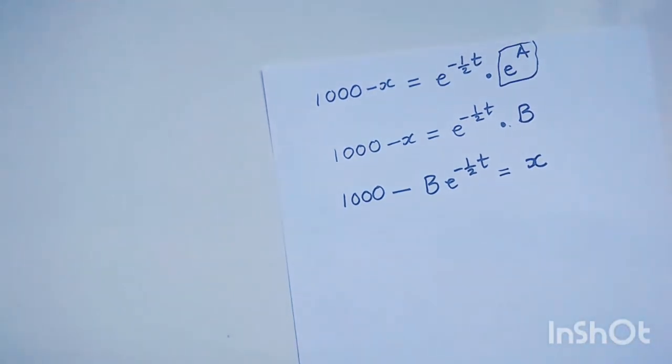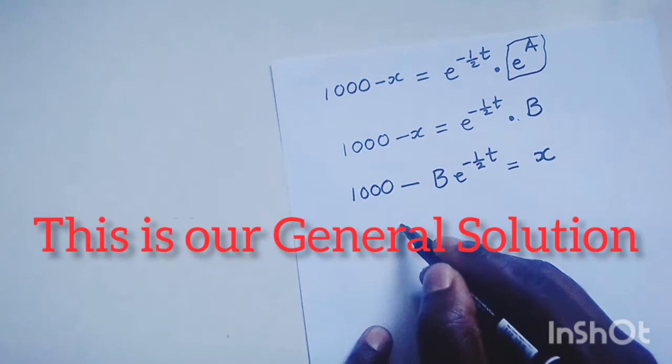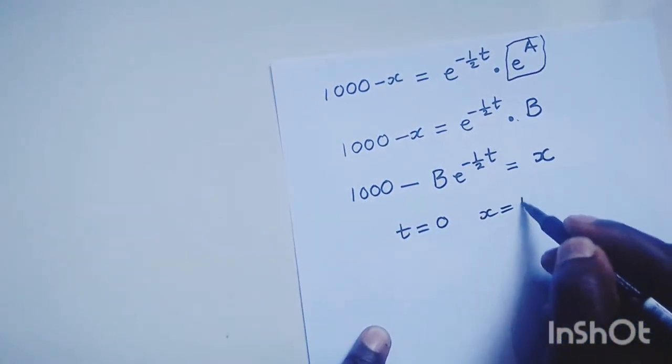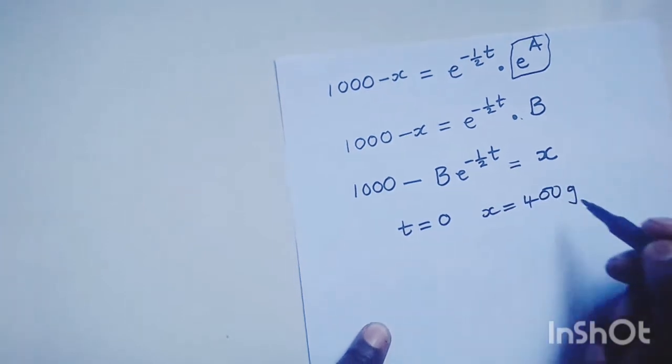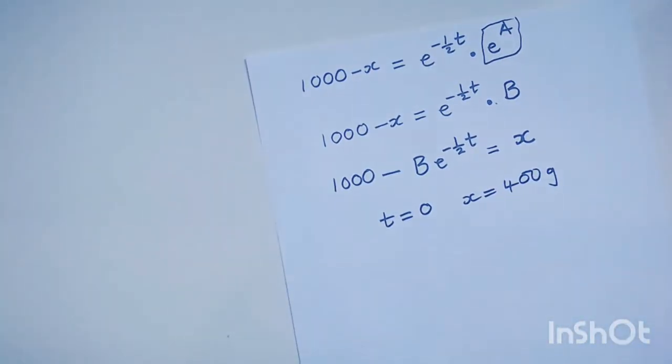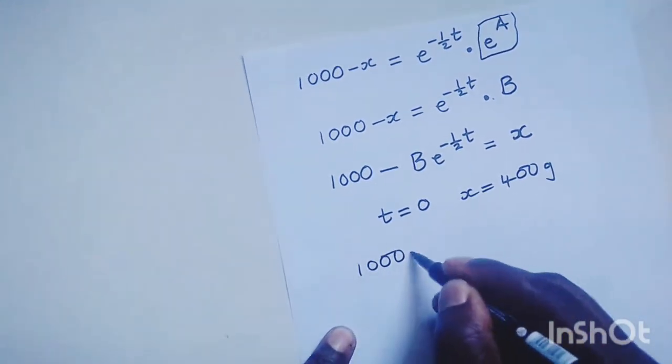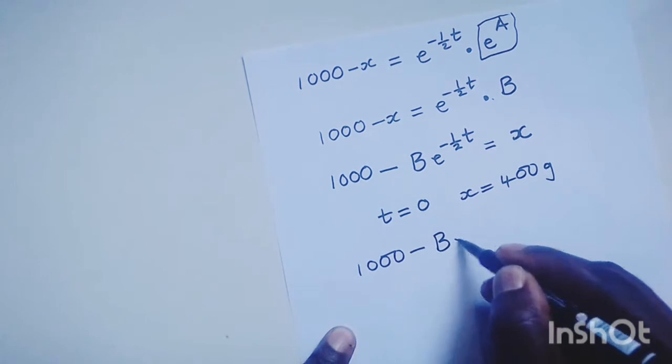So this is what you call a general solution, right? But we need a particular solution. That's why the question gave you a condition that t is equal to 0 when x is equal to 400 grams, right? So this condition will help you to find the constant b. So we have to substitute 0 for t and 400 for x so that we can calculate the constant b, right? So 1000 minus b e to the power.